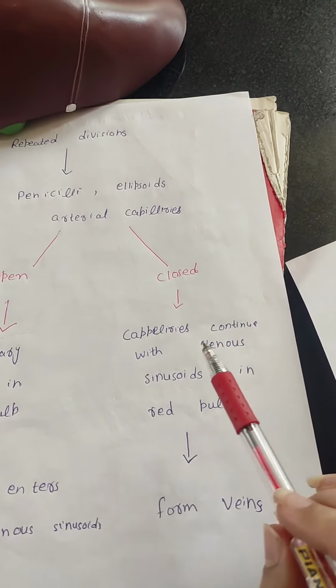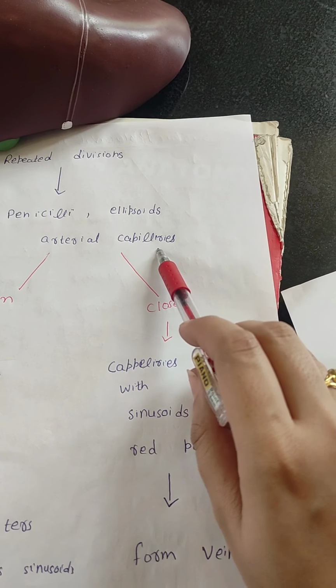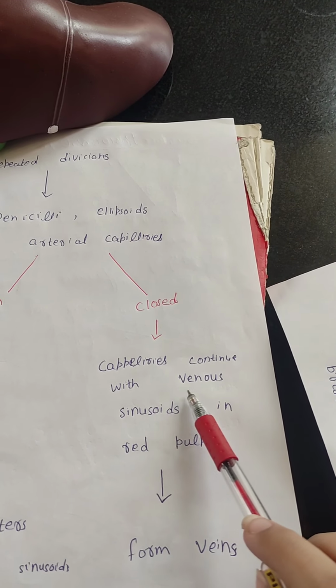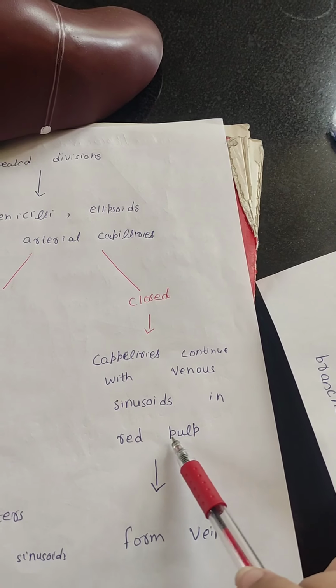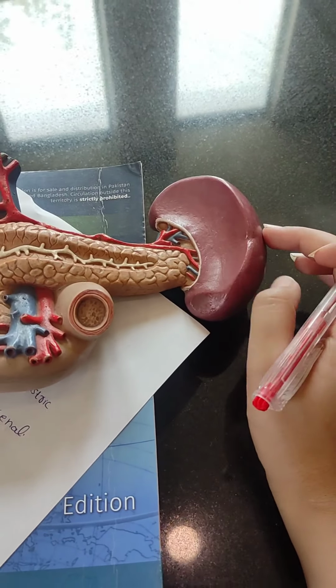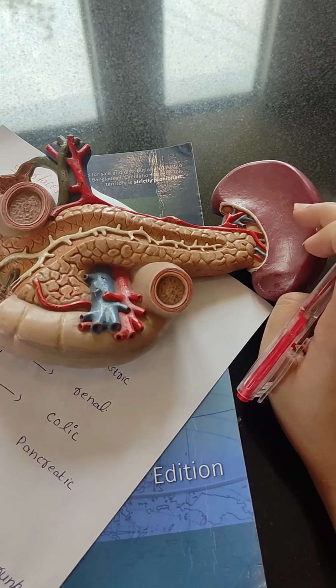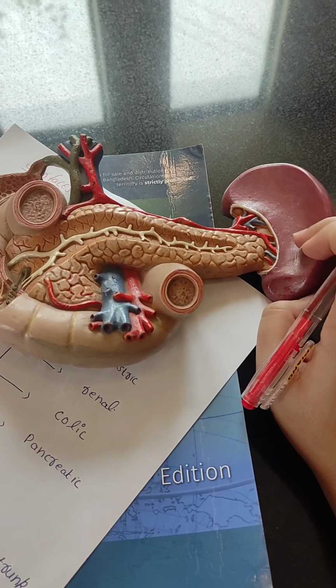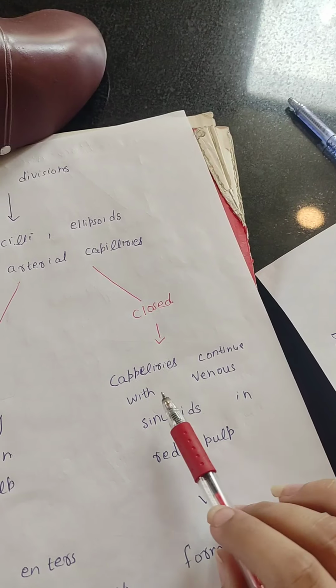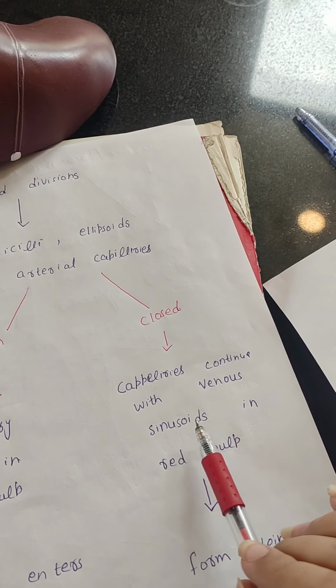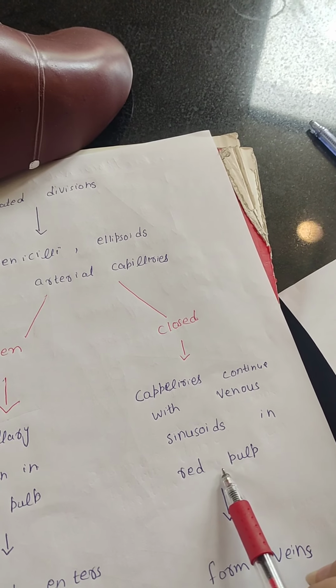According to the closed theory, these capillaries should continue with the venous sinusoids in the red pulp. As it is highly vascular, the spleen has white and red pulp inside. The red pulp helps in the formation of RBCs. So in the closed theory, the capillaries continue with the sinusoids present in the red pulp.